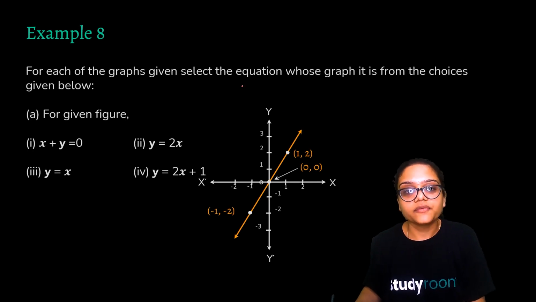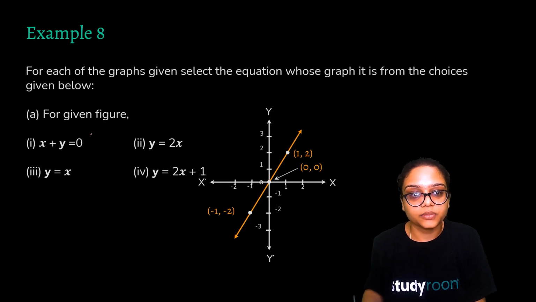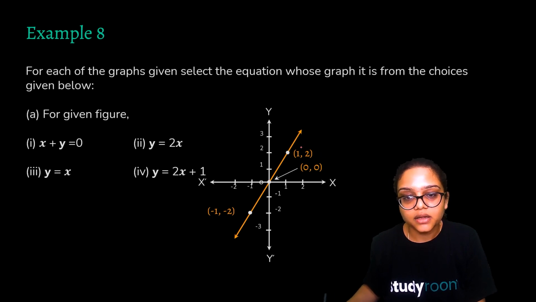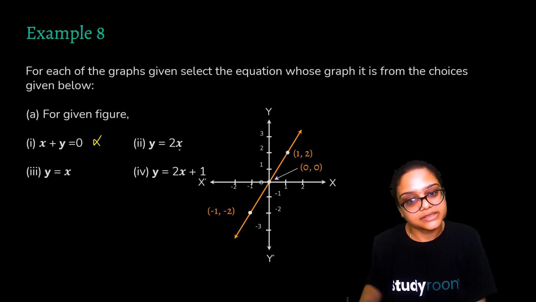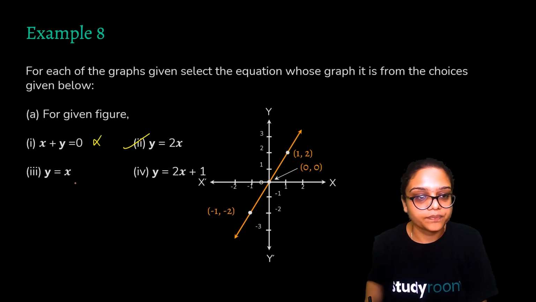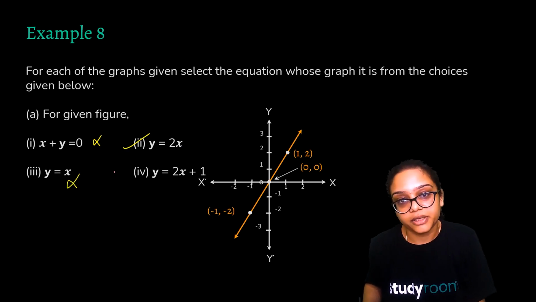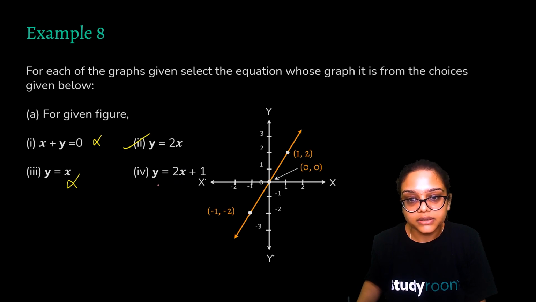For each of the graphs, select the equation whose graph is closest to the given one. So points are given to us. We'll just put them in to check. 0, 0, satisfying. 1, 2, not satisfying. So this is not it. 0, 0, satisfying. 1 comma 2, satisfying. Minus 1 comma minus 2, satisfying. This is satisfied for all the points. Here, no. 1 can't be equal to 2. Here, when we put 0, it would be 0 comma 1. So no. So this is the answer.